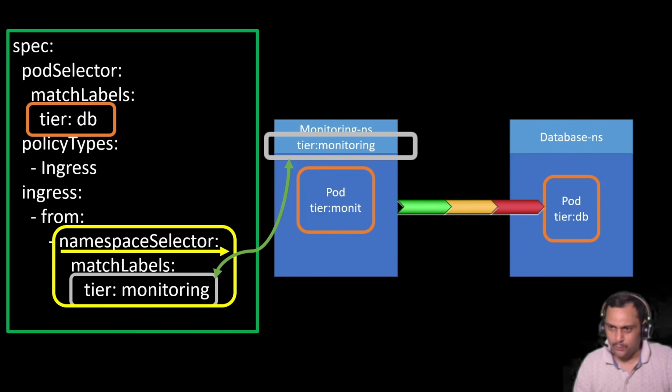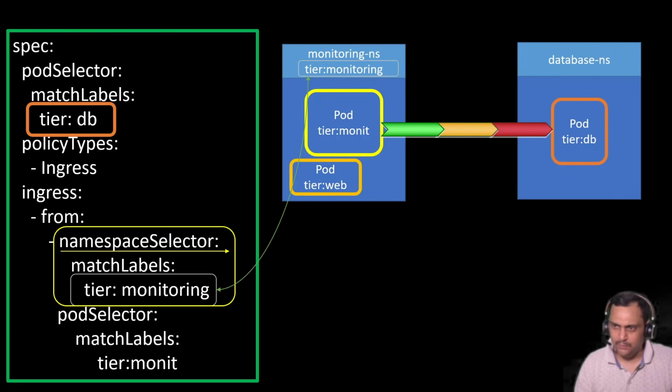In some scenarios, we only need to allow specific pods instead of all pods from this namespace. In the same manifest file, we need to add a pod selector section just under the namespace selector section. It means that we only want to allow traffic from pods that have the tier equal to monitor label set.